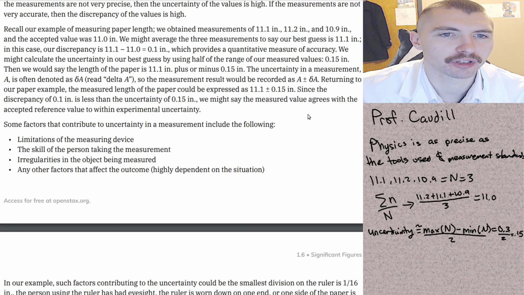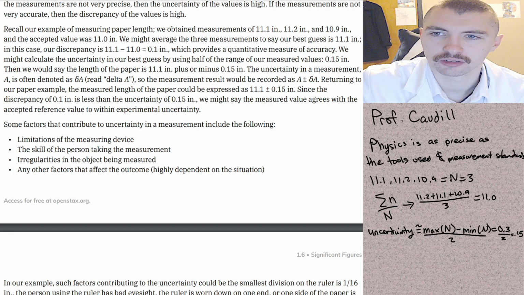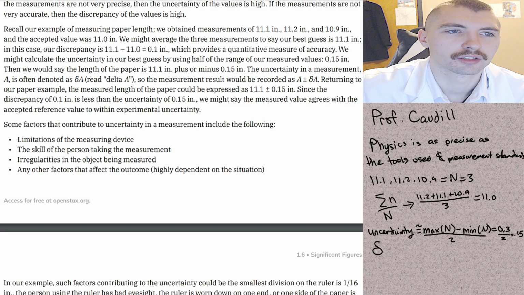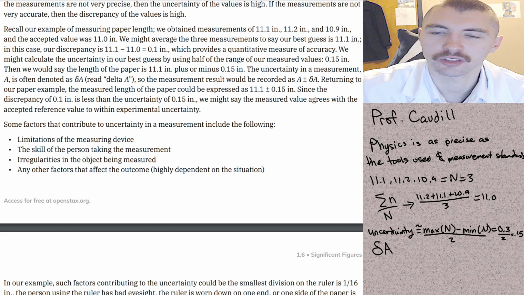Length of paper is this plus or minus 5. Okay. Uncertainty in a measurement A is often read as delta A. I'm not used to writing deltas. Our measurement A, delta A, is the uncertainty.